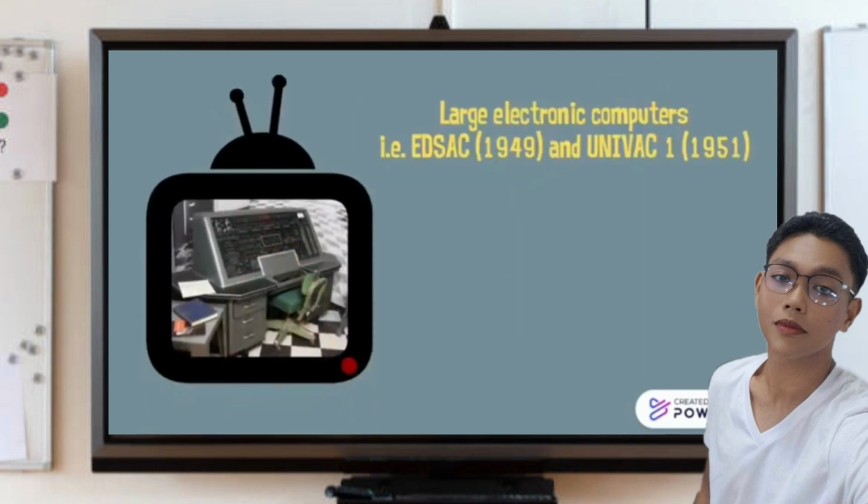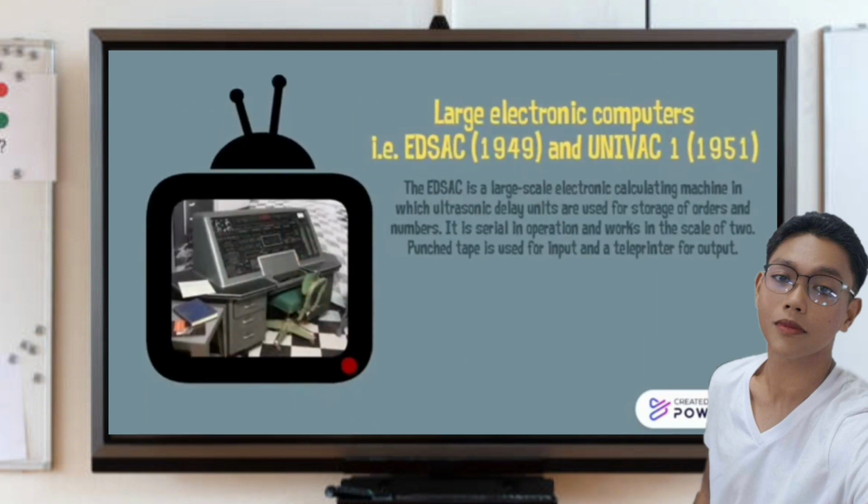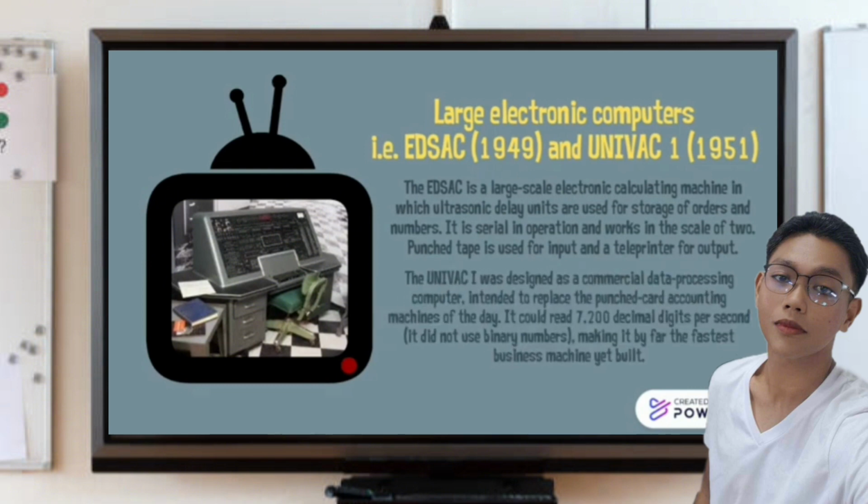Large electronic computers, i.e. EDSAC, 1949, and UNIVAC 1, 1951. The EDSAC is a large-scale electronic calculating machine in which ultrasonic delay units are used for storage of orders and numbers. It is serial in operation and works in the scale of 2. Punch tape is used for input and a teleprinter for output.